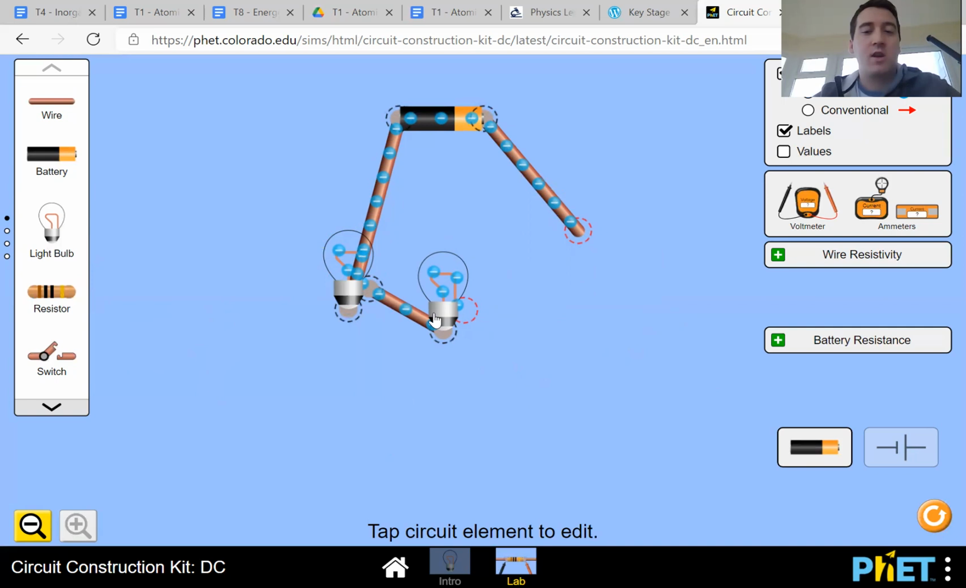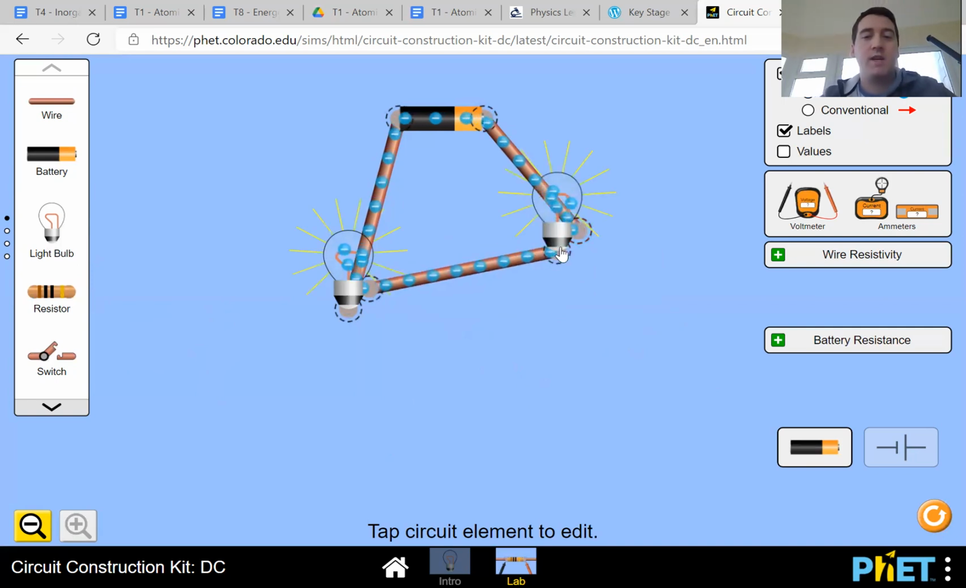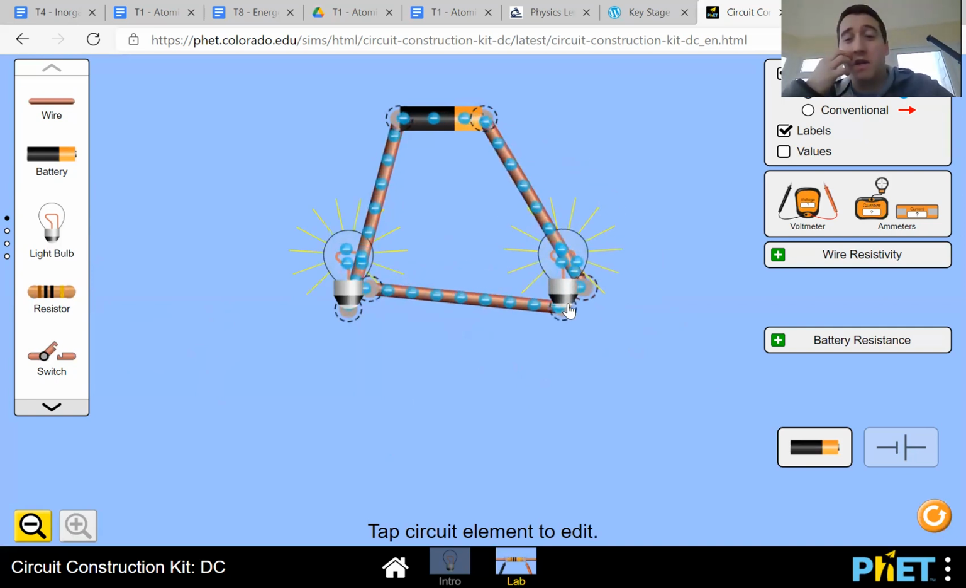All right, this was the circuit you were asked to build. So what I want you to do is pause the video and build that circuit for me. Do that now, please. Okay, so 1 cell and 2 bulbs, that's what you should have. Now, notice that the current is flowing this way around the circuit, okay? The coulombs are flowing this way.